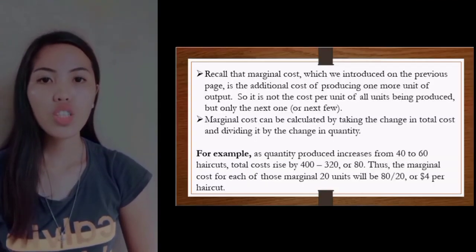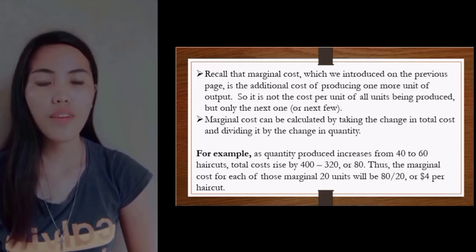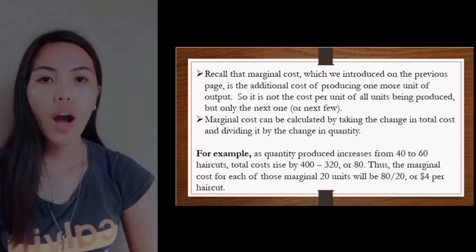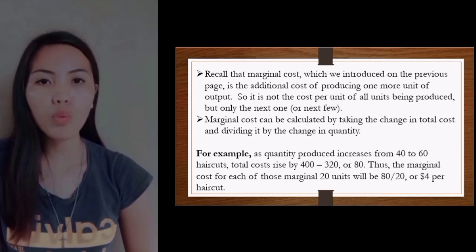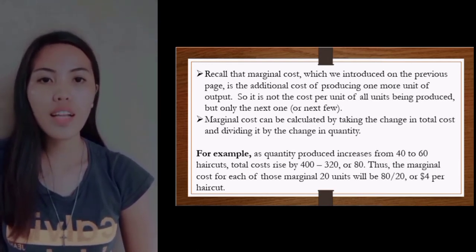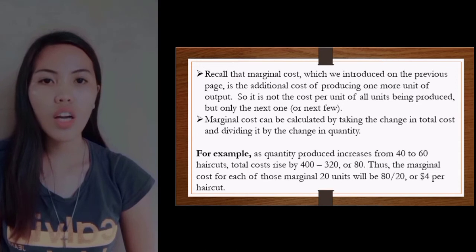Recall that the marginal cost, which we introduced on the previous page, is the additional cost of producing one or more units of output. So it is not the cost per unit of all units being produced, but only the next one or the next few.